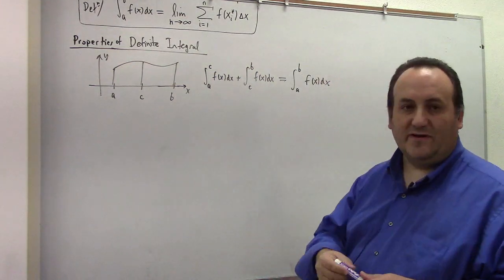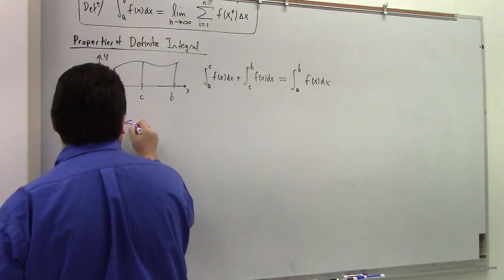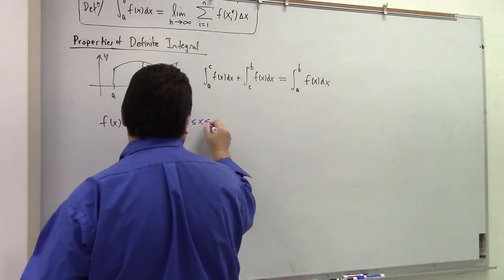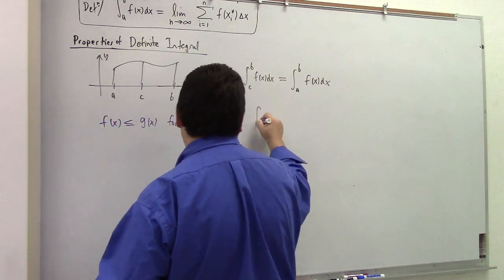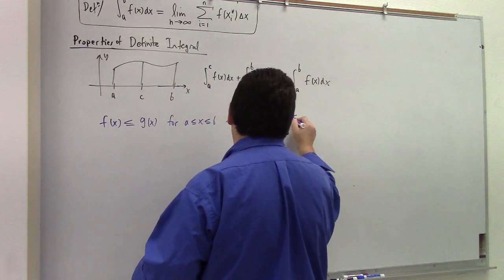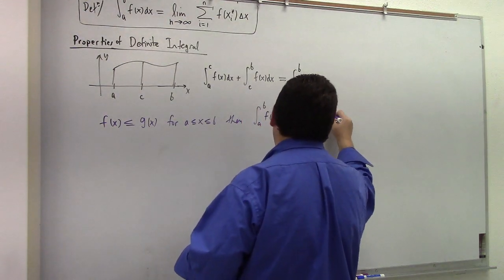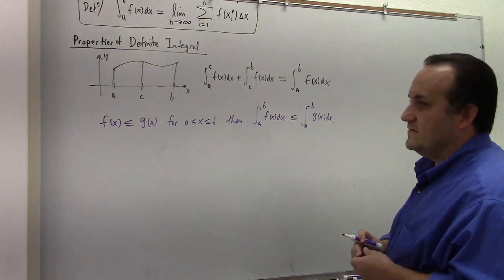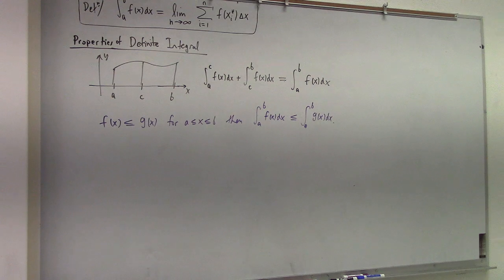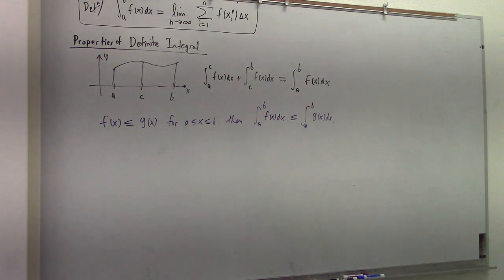Okay, something I don't want to draw a picture for, but it's just kind of obvious. If f of x is less than or equal to g of x for a less than or equal to x less than or equal to b, then guess what? The integral from a to b of f of x dx is less than or equal to the integral from a to b of g of x dx, right? I think that makes a lot of intuitive sense. If the one is always bigger than the other, then it certainly bounds a larger area, right?